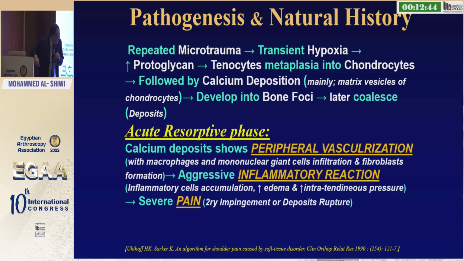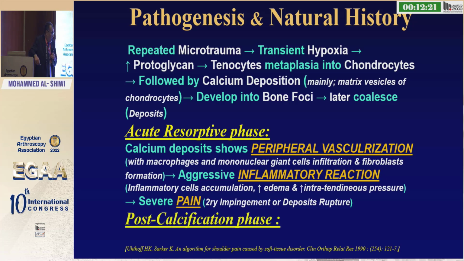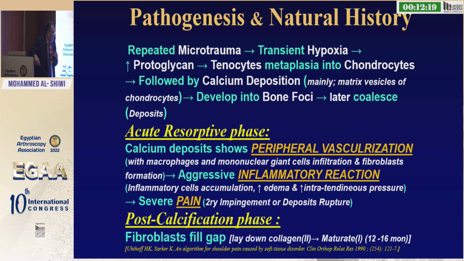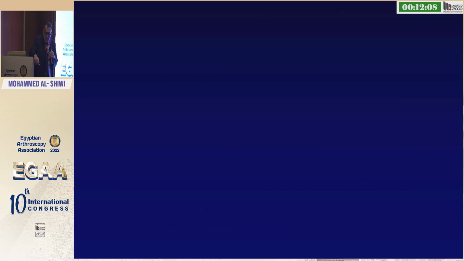During the acute resorptive phase, there is peripheral vascularization of the calcium deposits with mononuclear giant cells and macrophages infiltration with fibroblastic formation, leading to an aggressive inflammatory action. This is associated with edema, increase in the tendinous pressure, inflammatory cell accumulation, leading to severe pain with secondary impingement or deposit rupture. In the post-calcific stage, the fibroblasts start to fill the gap. It fills the gap with first collagen type 2 that later on, within 1 or 2.5 years, matures into collagen type 1.